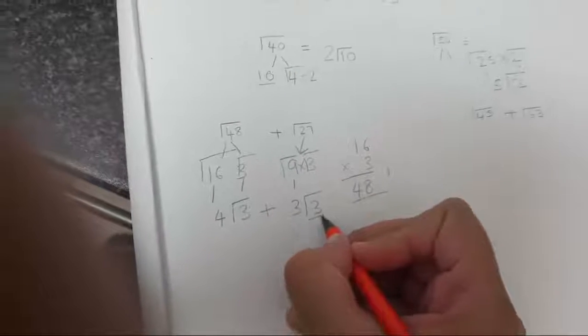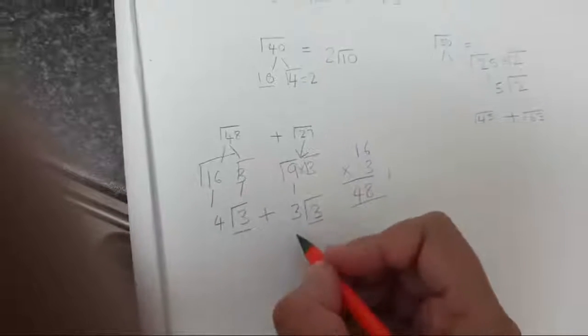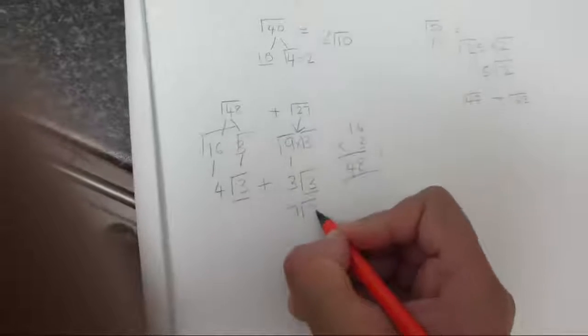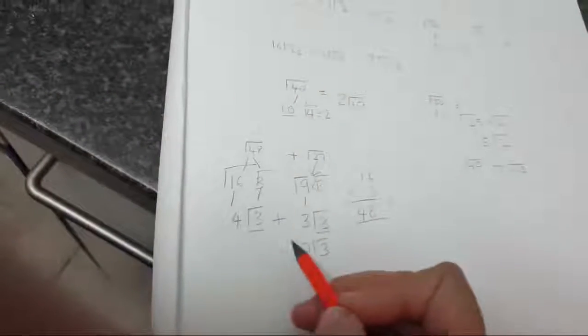Now this is the same. This is the same. So you can leave that. 4 root 3 add 3 root 3 is 7 root 3. You cannot add a different number. So if that was a 4 root 2 and that was a 3 root 3, you cannot add.